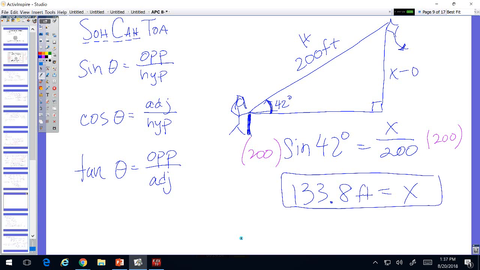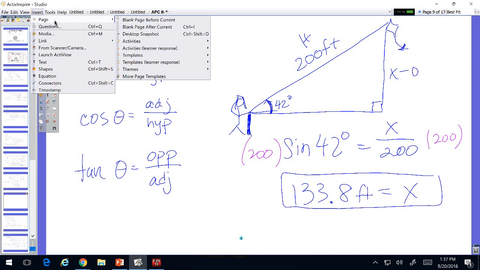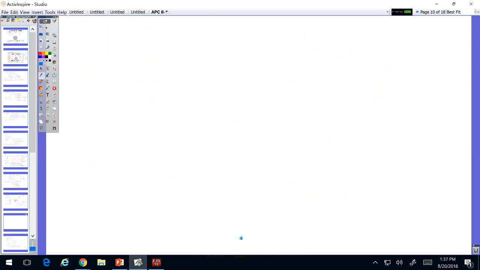Okay, now, let's do a different one. We're going to have no cool story to go with this one because I want to give you class time. So let's say we had just a plain old triangle. This was theta. This is 7. This is 8.